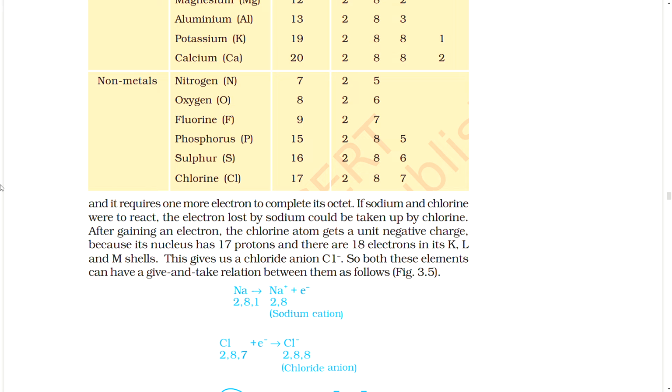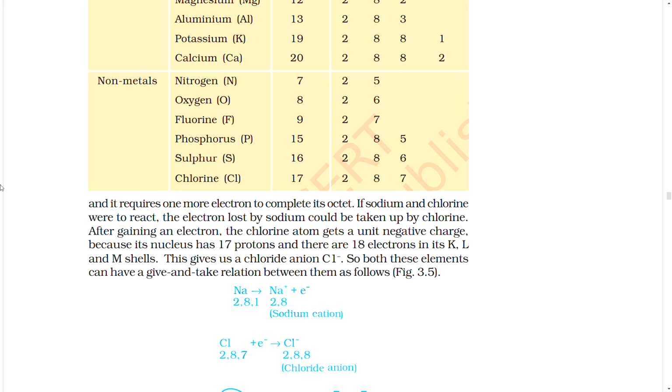Non-metals: nitrogen N 7 2,5; oxygen O 8 2,6; fluorine F 9 2,7; phosphorus P 15 2,8,5; sulfur S 16 2,8,6; chlorine Cl 17 2,8,7. And it requires one more electron to complete its octet. If sodium and chlorine were to react, the electron lost by sodium could be taken up by chlorine.